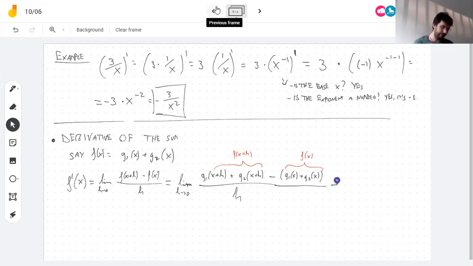So the first thing I can do is I have these ugly brackets. I could get rid of them. That would give me g1 of x plus h, g2 of x plus h, and then just distribute that minus sign, minus g1 of x minus g2 of x. Okay, so this limit, by the way, as long as g1 and g2 are continuous, which they're going to be if they're differentiable, is 0 divided by 0. So how can I write this as two limits that I already know if I know the derivatives of g1 and g2?